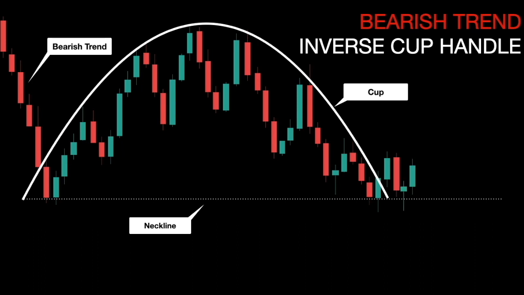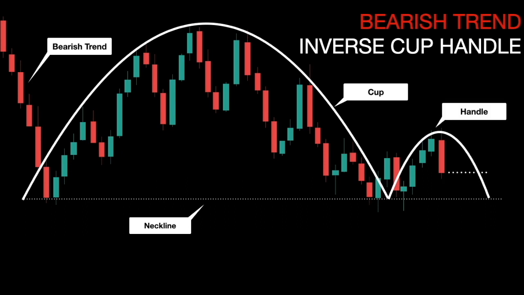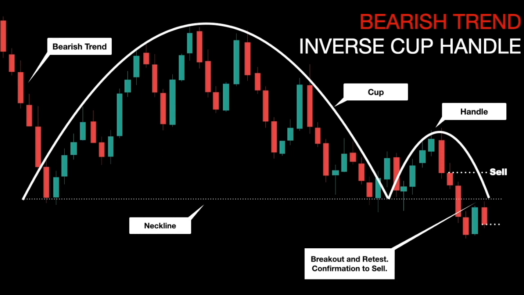Price pushes again to the downside, breaks the neckline, and then retests the new resistance level before continuing with its main trend. We can enter a first trade after the bearish confirmation in the handle, and a second trade after the bearish retest of the new resistance level. To calculate the target of the trade, we need to measure the previous bearish push before the formation of the pattern, and double it after price has broken the neckline.